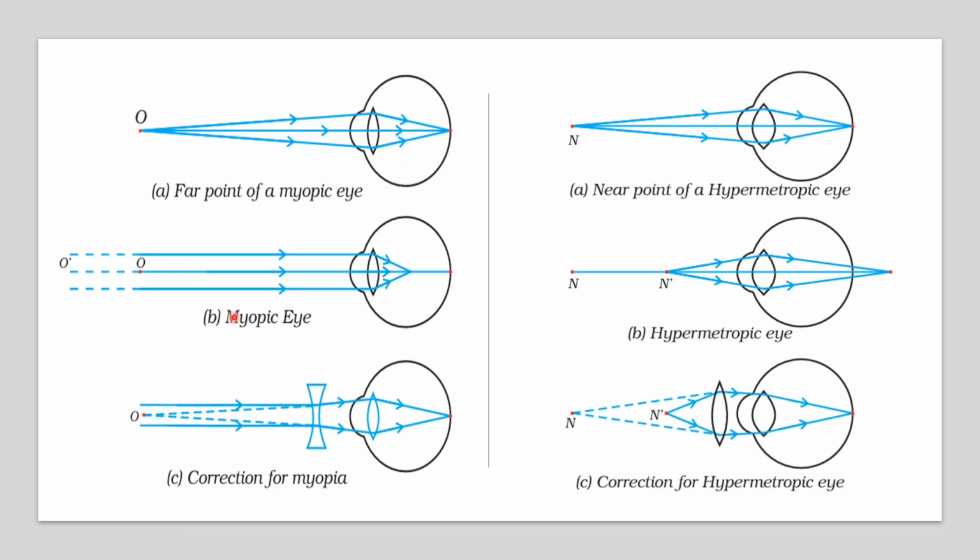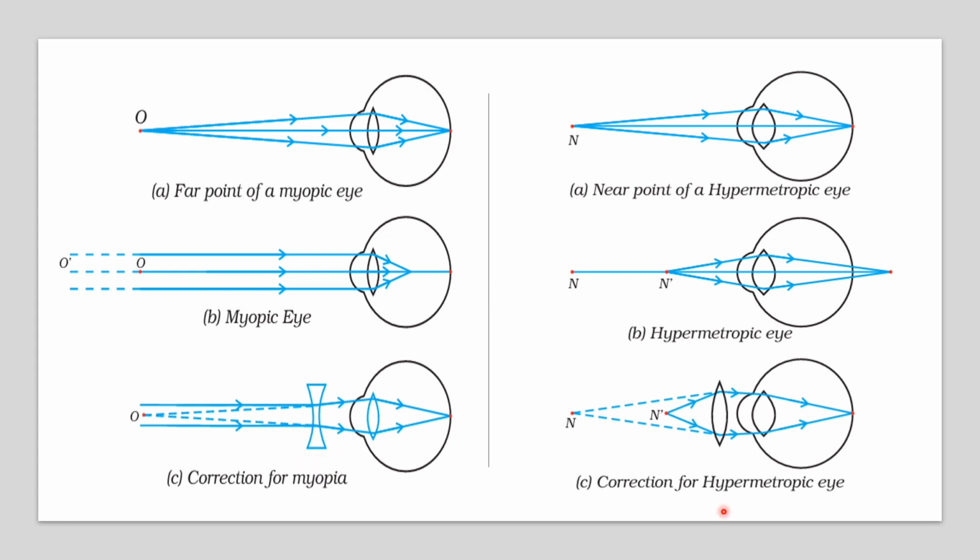Here we are seeing the diagrams for the myopic eye and the hypermetropic eye. In the myopic eye, the image of the distant object is formed in front of the retina and not on the retina. So this defect is corrected using a concave lens.